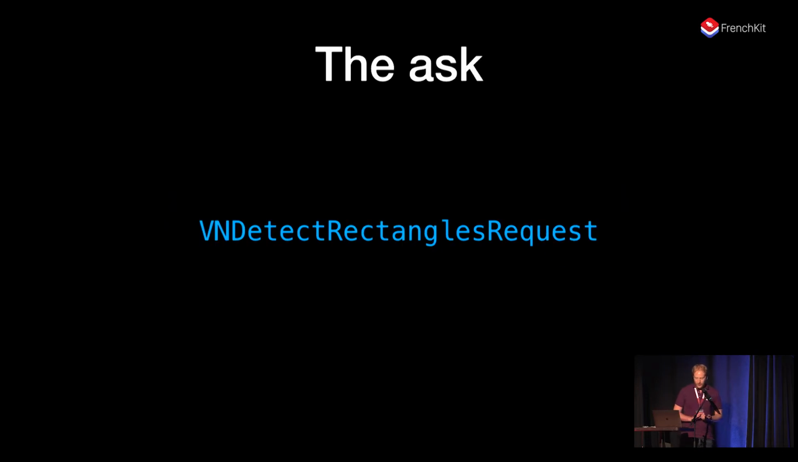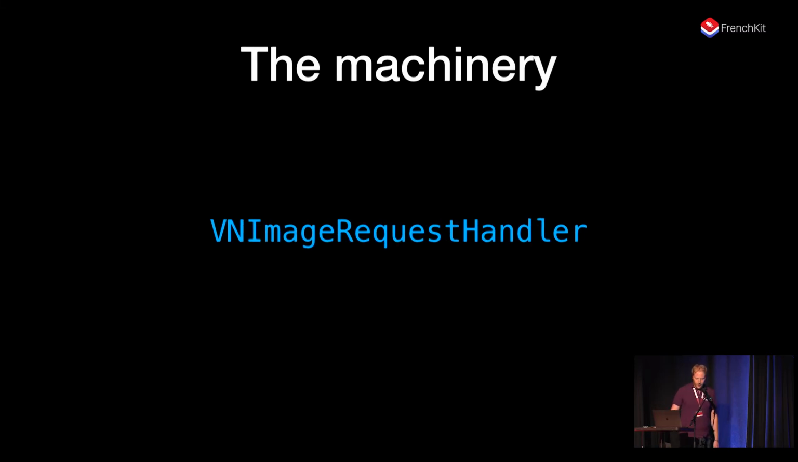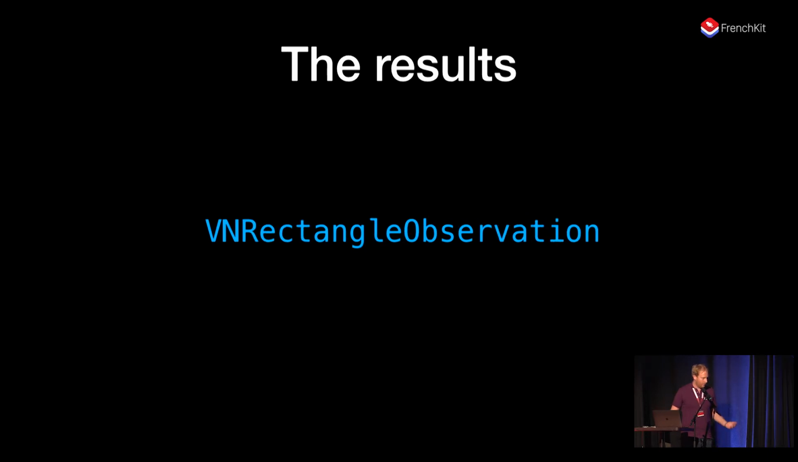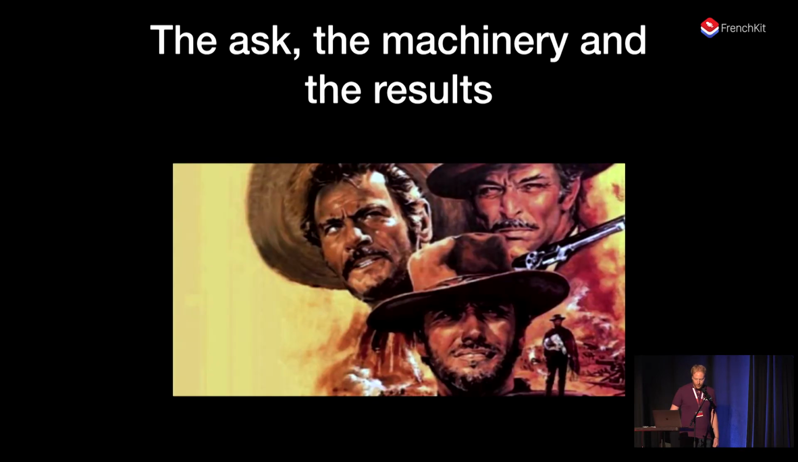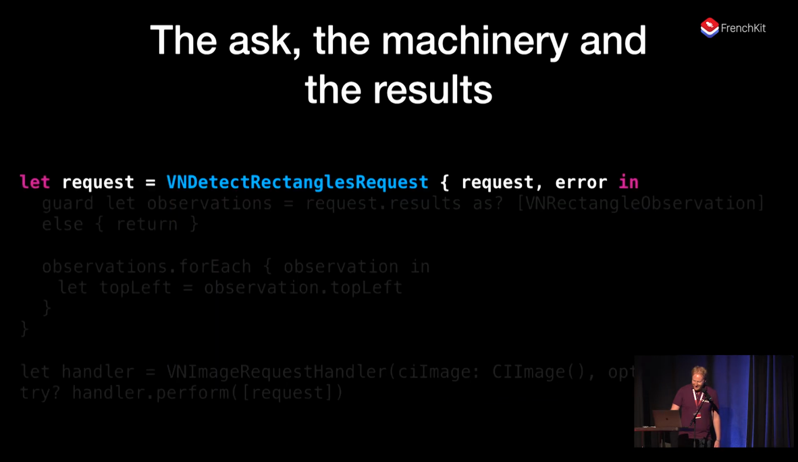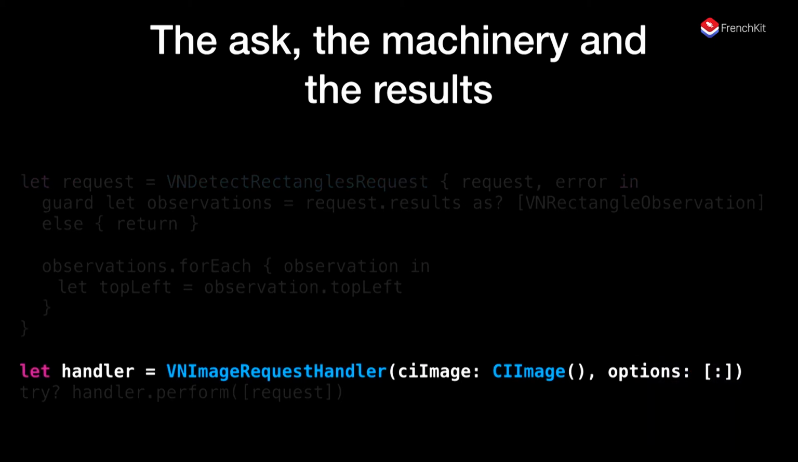So if I want to detect a rectangle, I declare a detect rectangle request, which is the ask. I use the request handler as a machinery, and then I get rectangle observations as a result. And the three of them give us the asks, the machinery, and the results. So let's go deeper into the code. I want to detect a rectangle, so I do detect rectangle requests with a completion handler. I declare a handler with an image as input.